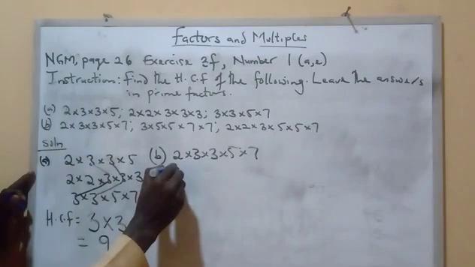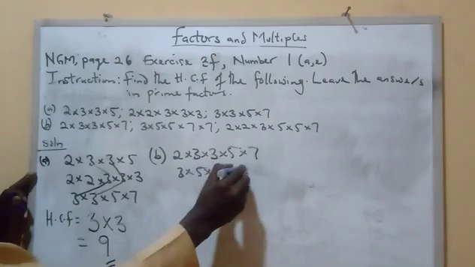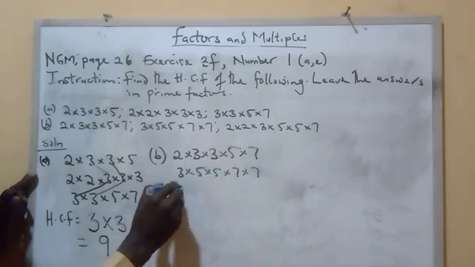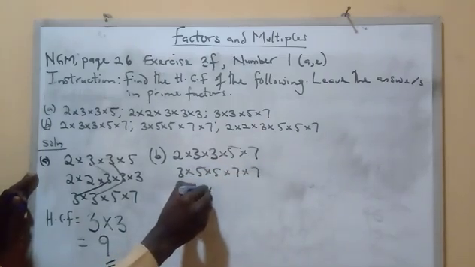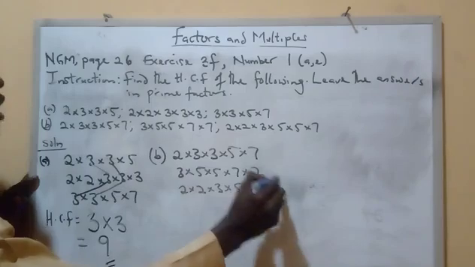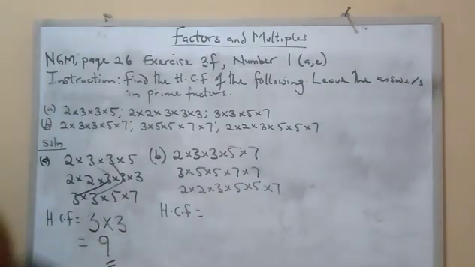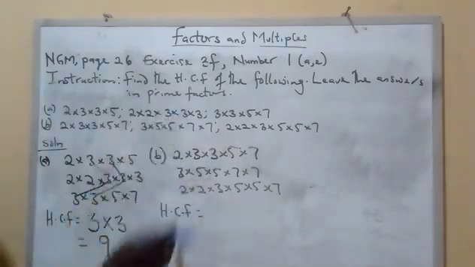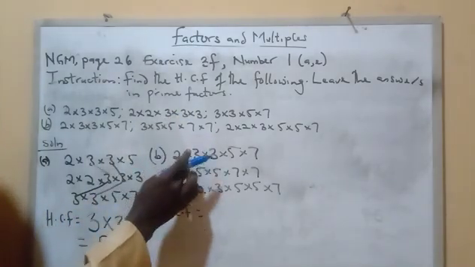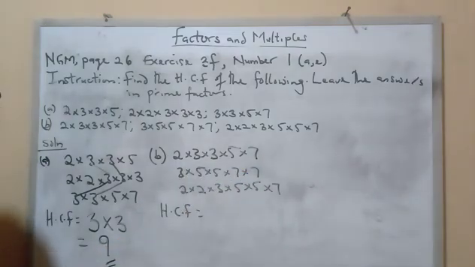So the next part, we have 2 times 3 times 3 times 5 times 7. Then we have 3 times 5 times 5 times 7 times 7. Then the last one, 2 times 2 times 3 times 5 times 5 times 7. Then the HCF, the highest common factor. As we have done there, we do the same. 2 existed here, no 2 here, so 2 is not common to all the three.